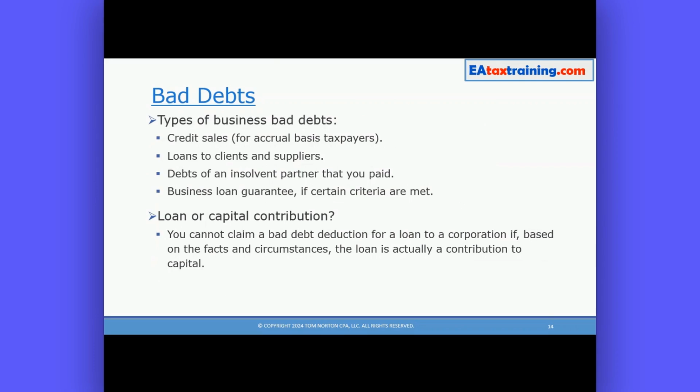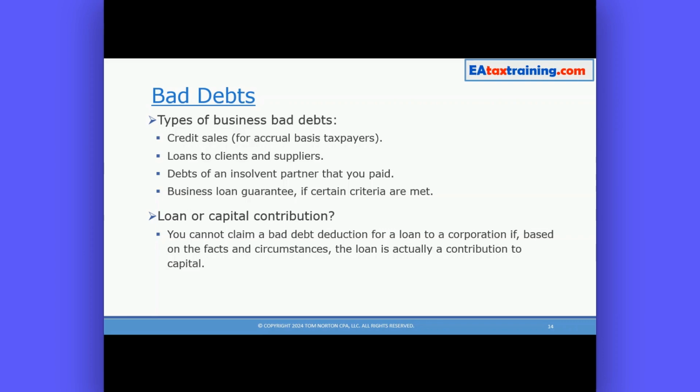There are different types of business bad debts. First is credit sales. That's what we just talked about. You make a sale to a customer on credit. You're an accrual basis taxpayer, so you recognize the income. So that can be a business bad debt. Also, there are loans that have been made to clients and suppliers. As long as it is a business loan, that can be a bad debt.